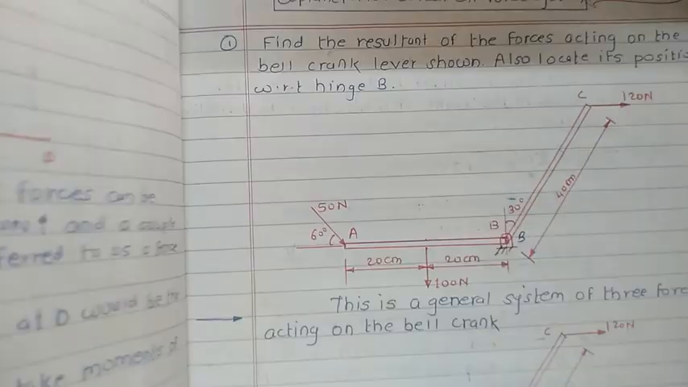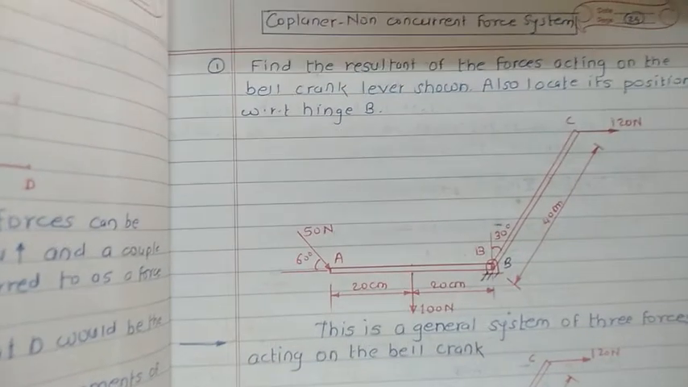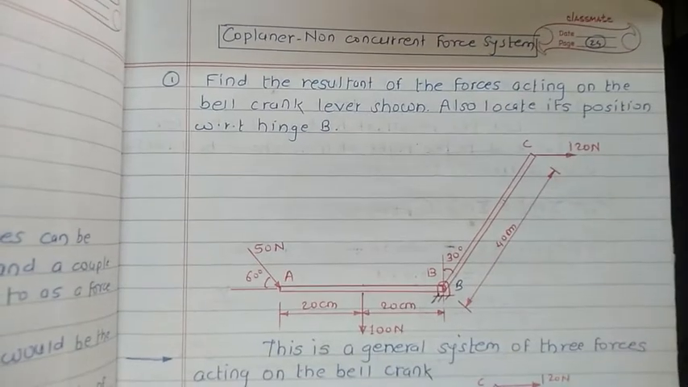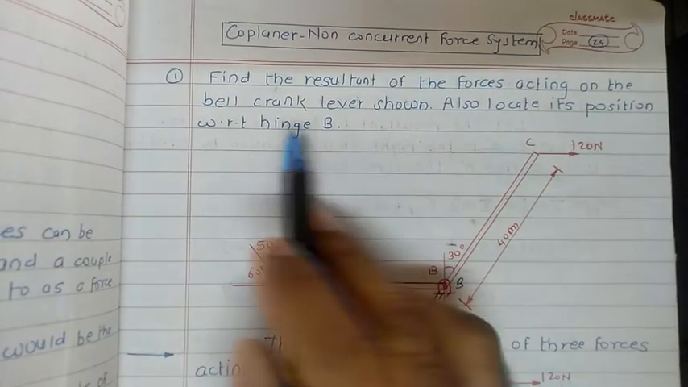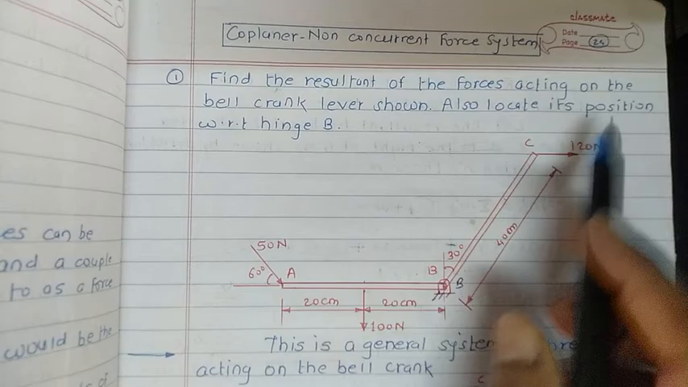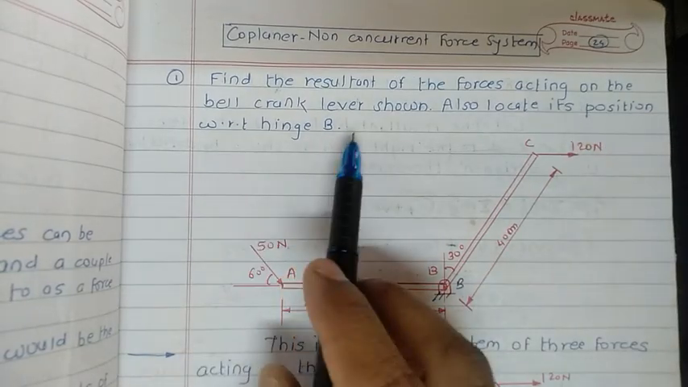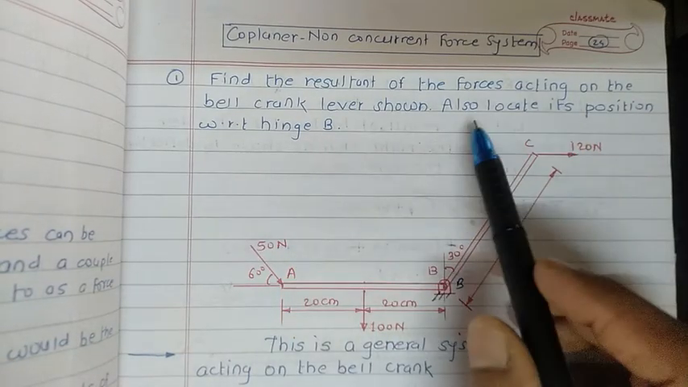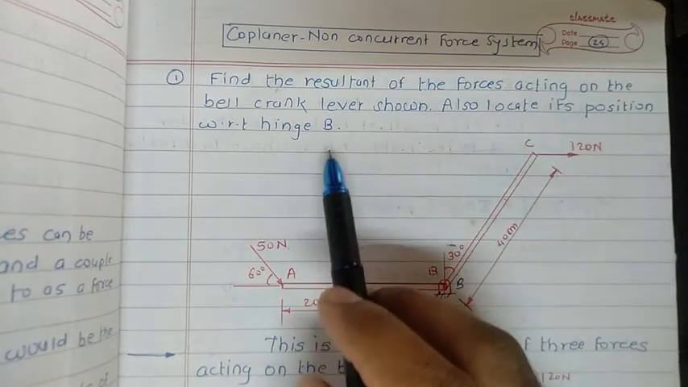So let us start the problems related to this topic. Here is the first problem. Find the resultant of the forces acting on the bell crank lever as shown in the figure. Also locate its position with respect to hinge B.